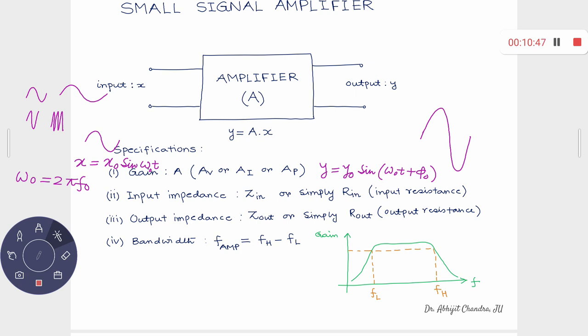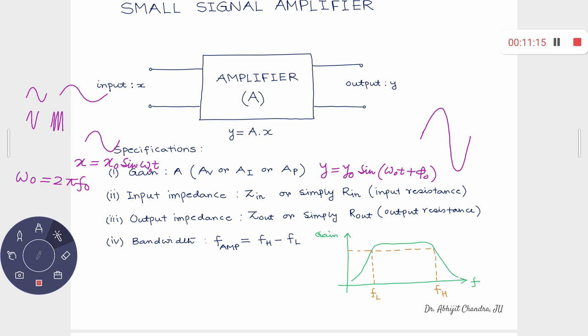So, enhancement of bandwidth. Bandwidth is represented by the difference between the higher cutoff frequency and the lower cutoff frequency, FH minus FL. I should always expect to increase that range, so that over a wider range I can successfully use this amplifier with a constant, fixed gain. Right? So these are the different parameters that make up amplifier design.